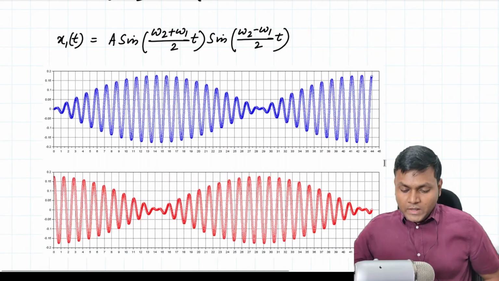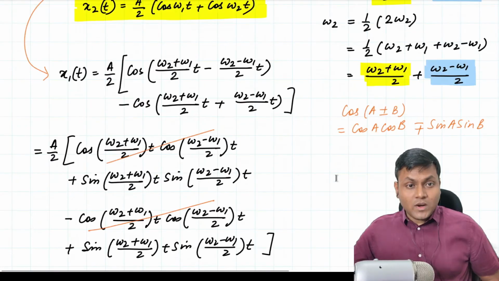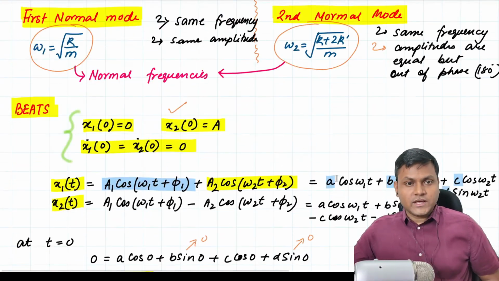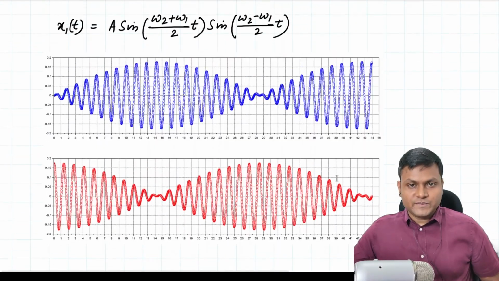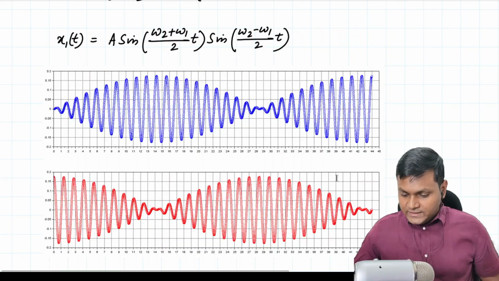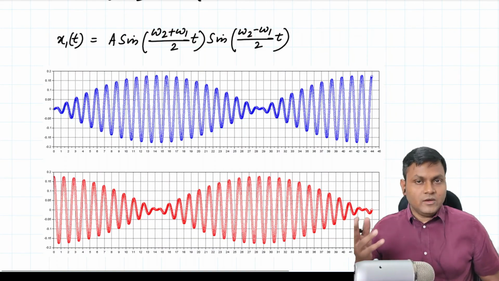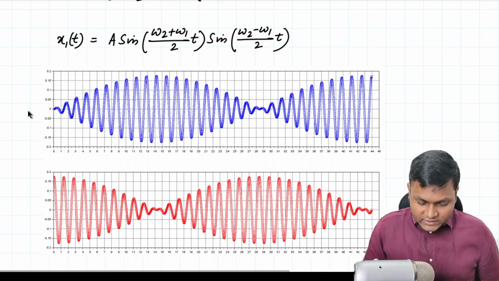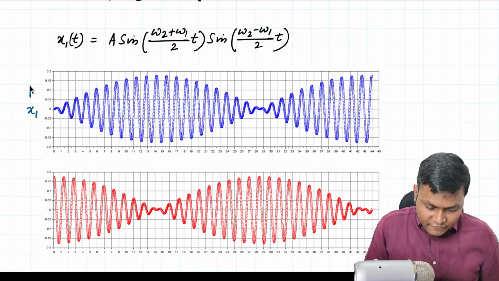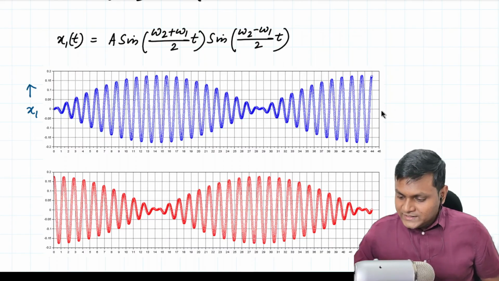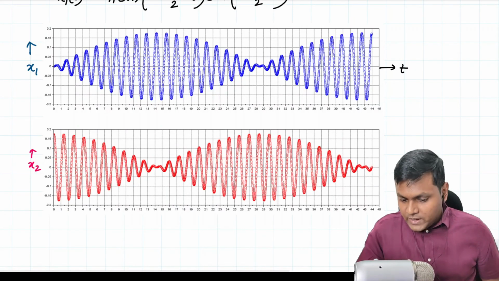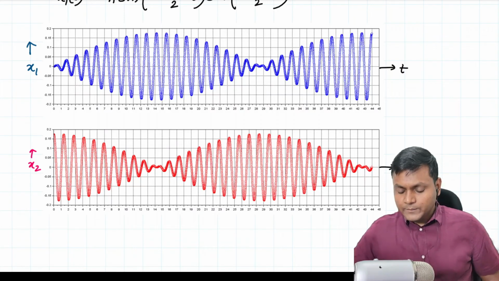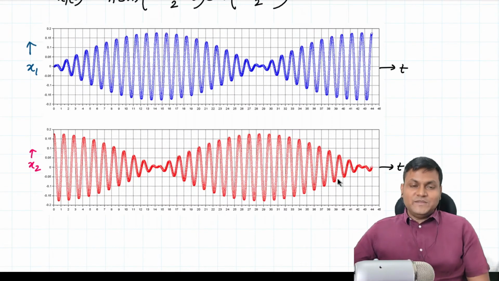Here we have the graphical representation of both x1 and x2 for the initial conditions that I have provided here. For these initial conditions, how do x1 and x2 vary with respect to time? Let us try to study this and see what sort of peculiar behavior we can understand. So x1 is varying with respect to time, which is on the y-axis, and x2 is also varying with respect to time. Now, what sort of information can we get from these graphical representations?